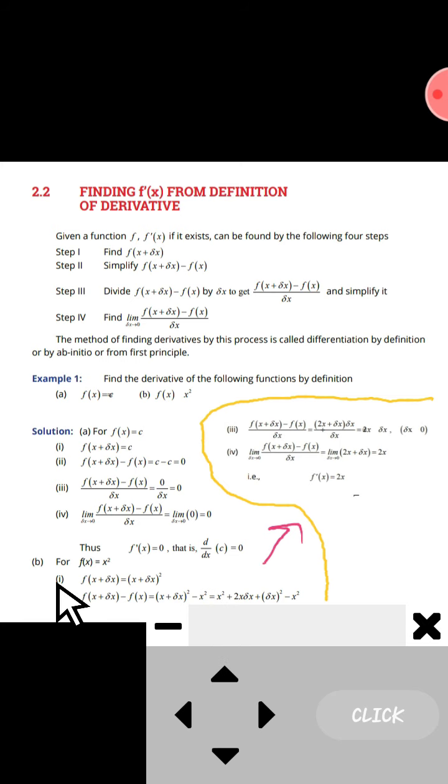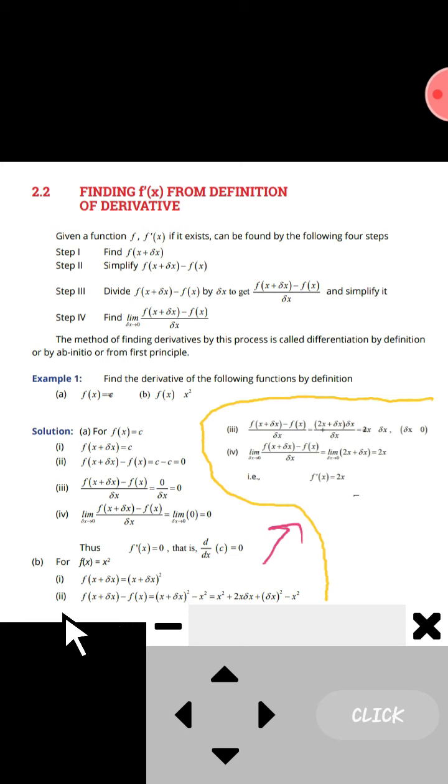We have another example, which is the function f of x is equal to x square. Now we have learned in the first step that we have to change our function and add delta x in our function. So here we have the function x square, so we will add delta x in that function. So f of x plus delta x will be x plus delta x whole square.